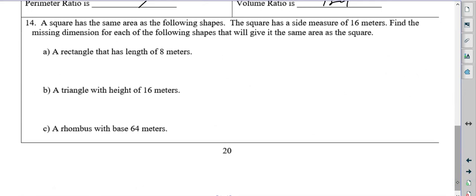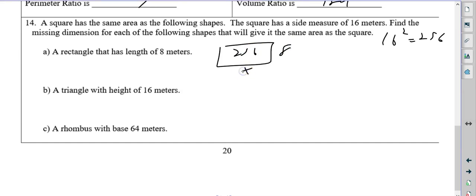A square has the same area as the following shapes. The square has a side measure 16. Find the missing dimension of each of the following shapes that will give the same area as the square. Okay, well that means if it's 16 as a square, the area is 256. So if we have 256 for our area and a length of 8, we're trying to find this. That's 256 equals 8 times x, base times height. X is 32. 256 divided by 8.